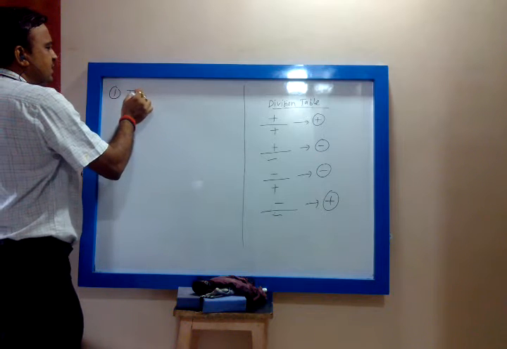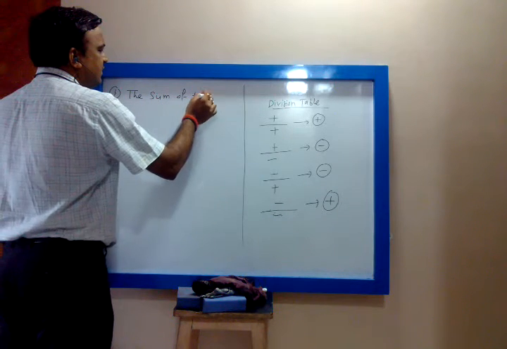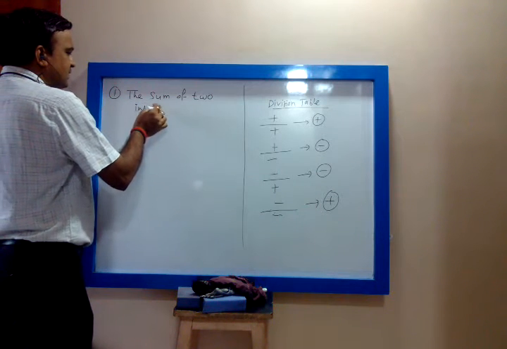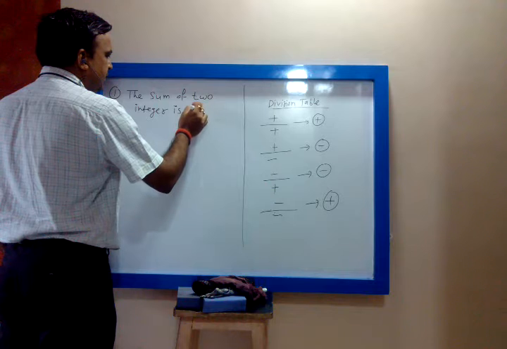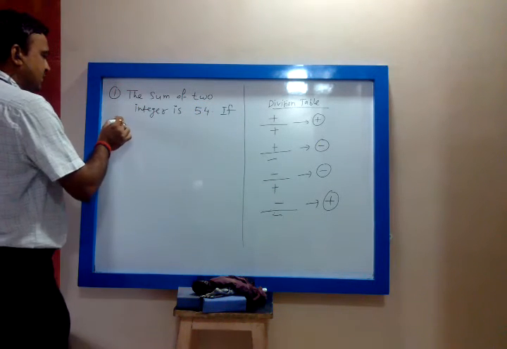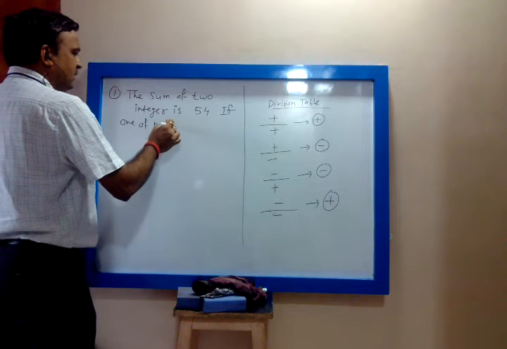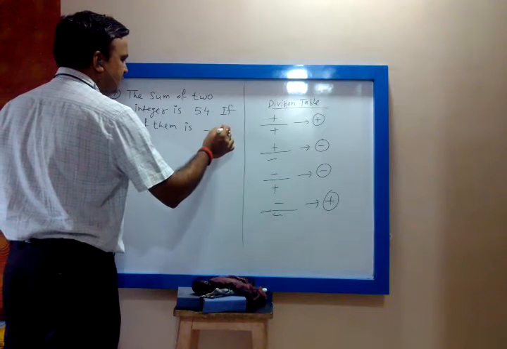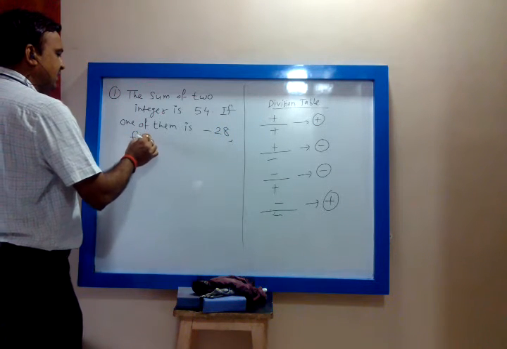First, the sum of two integers is 54. If one of them is minus 28, find the other. One of them is minus 28, find the other.